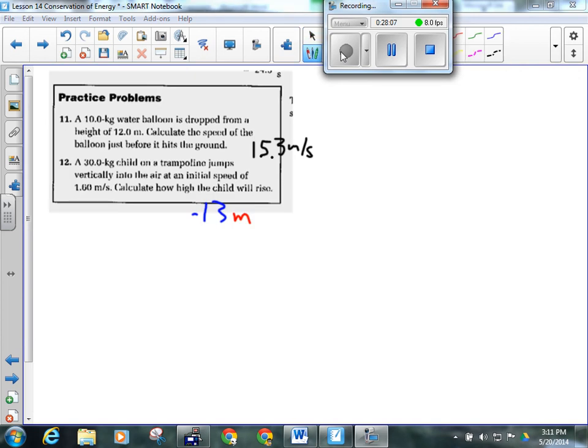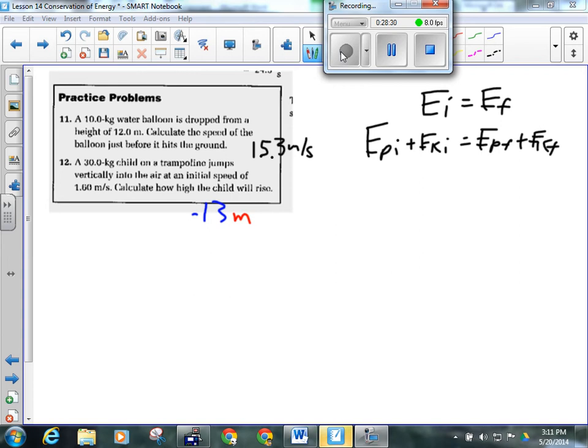All right, so for number 11, again, this balloon is dropped from a height of 12 meters. We know that since we're comparing 2 points, we're doing a law of conservation of energy question, EI equals EF. Now, we can go ahead and write out all of this stuff, EPI plus EKI equals EPF plus EKF, but we don't really need to if we're smart enough to figure out what kinds of energy it has at both points. If I'm dropping it, just like the example we did, it doesn't have any kinetic energy because it's not moving. Similarly, when it hits the ground, it doesn't have any potential energy, so I'm left with this. Potential initial equals kinetic final.